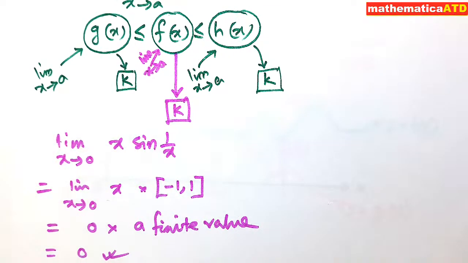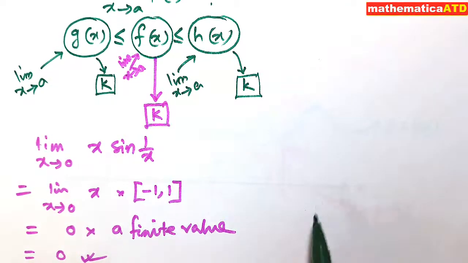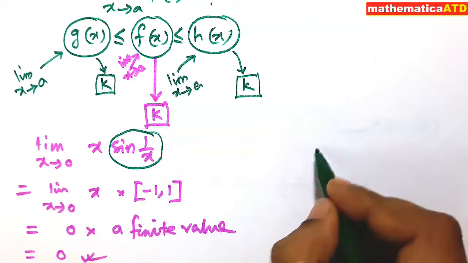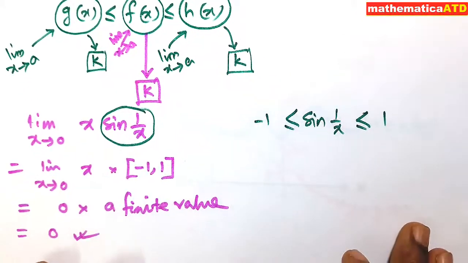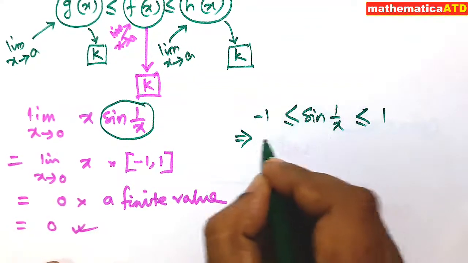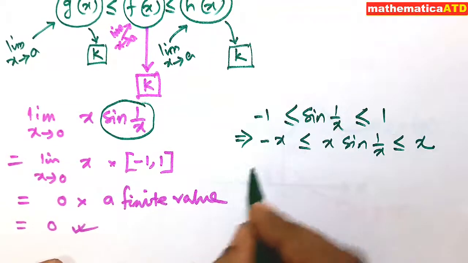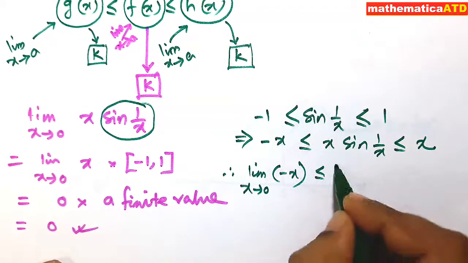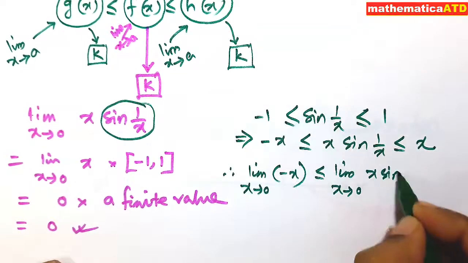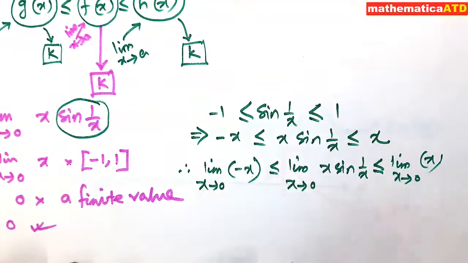But if we want to apply the sandwich theorem here, what will happen? We know that sine theta lies between minus 1 and 1, and here this is sine of 1 by x. So we can write that sine of 1 by x lies between minus 1 and plus 1, isn't it? Multiply each term by x. So we shall have minus x less than or equal to x sine of 1 by x less than or equal to x. Now we take the limit as x tends to 0 of minus x, less than or equal to the limit as x tends to 0 of x sine 1 by x, that is less than or equal to the limit as x tends to 0 of x, isn't it? So obviously it gives the output 0, isn't it?